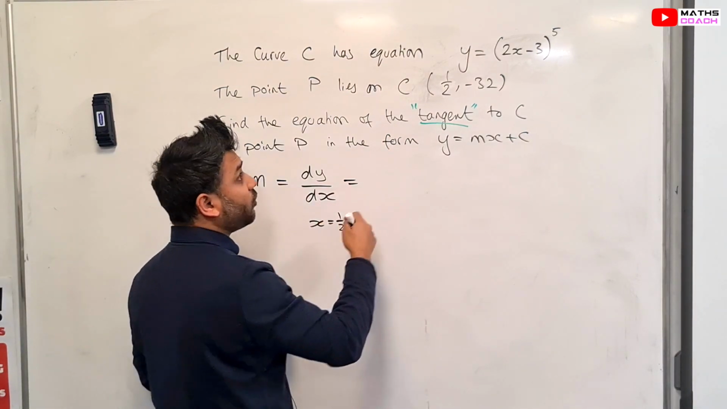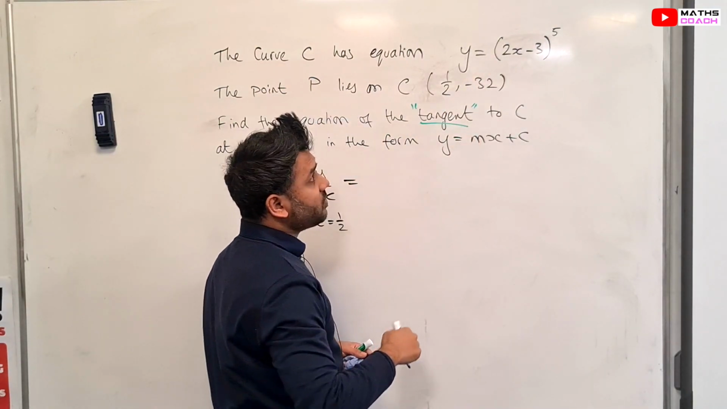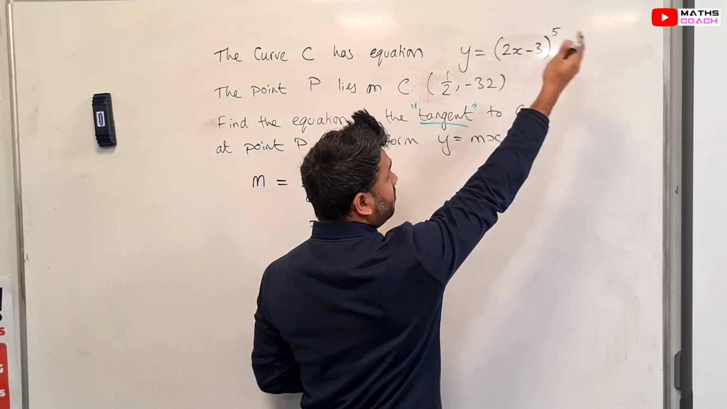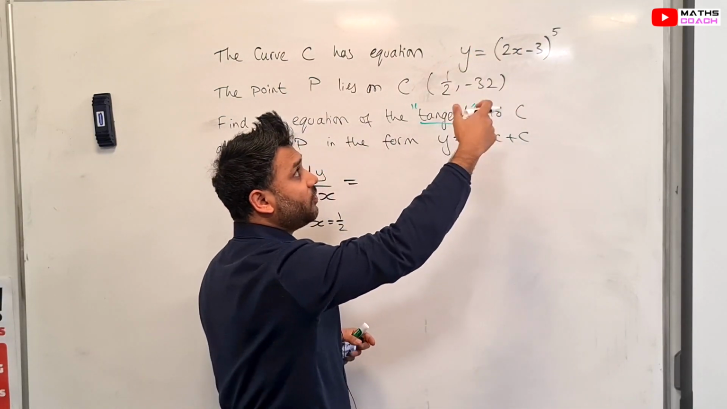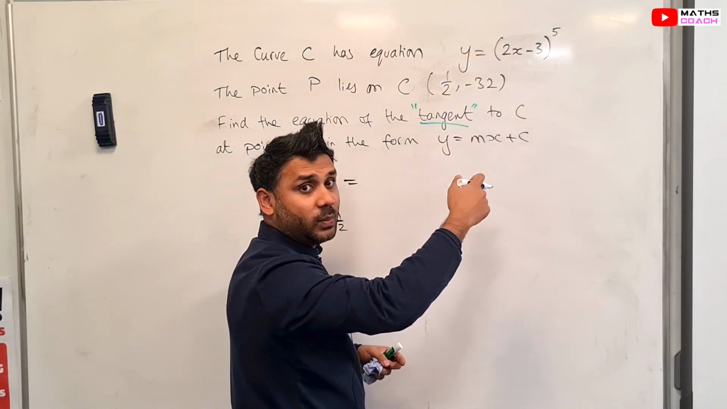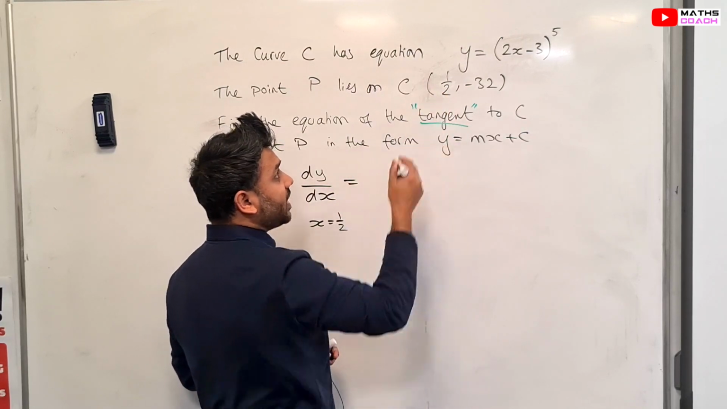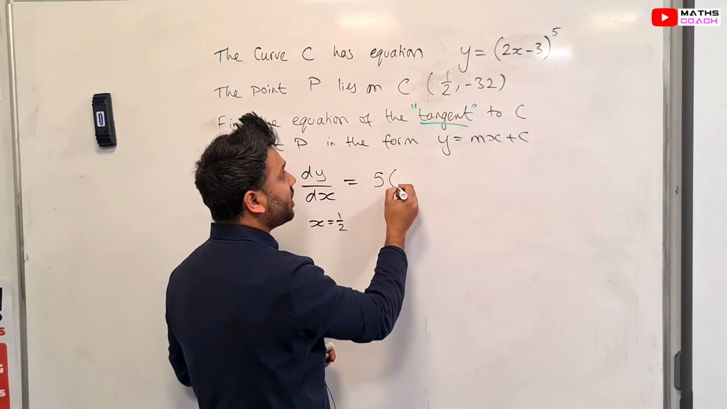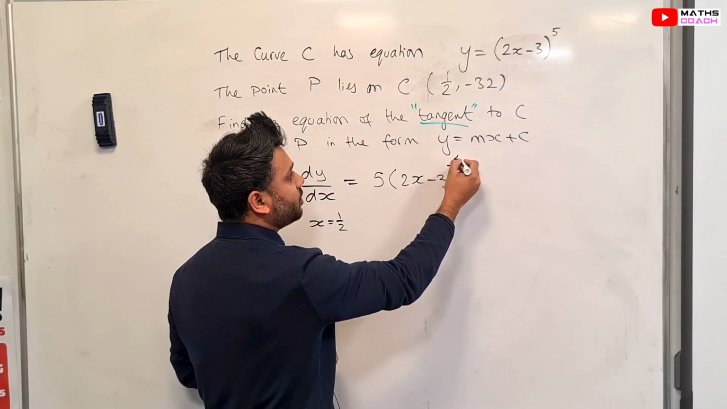So we have to differentiate y with respect to x. Now here, if you notice, the function has two layers. The outer layer is the power, so we differentiate the power first. The power comes down and goes down by 1. And then we differentiate the inner layer. So differentiating the outer layer gives you 5 bracket 2x minus 3, and to the power of 1 less, so that's power 4.